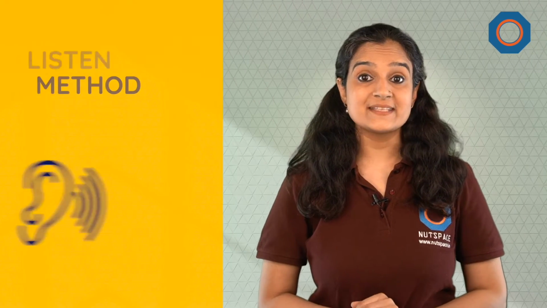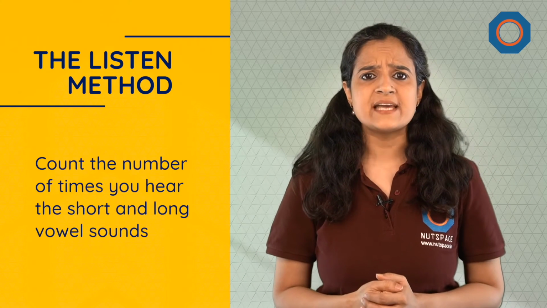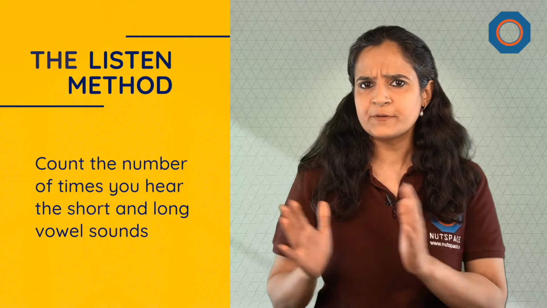How to count syllables. The first method is the listen method. Say the word. How many times do you hear A, E, I, O, U as a separate sound? This is the number of syllables. For example, the word paper. I heard the vowel sounds A and A, so it has 2 syllables.